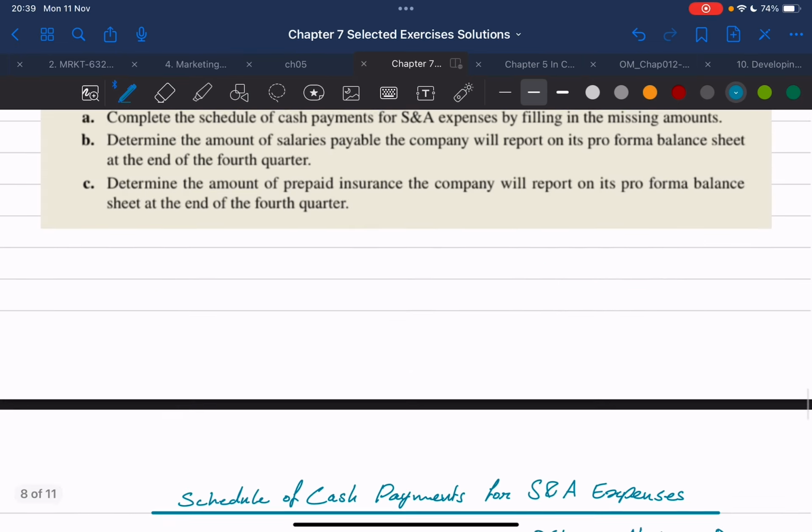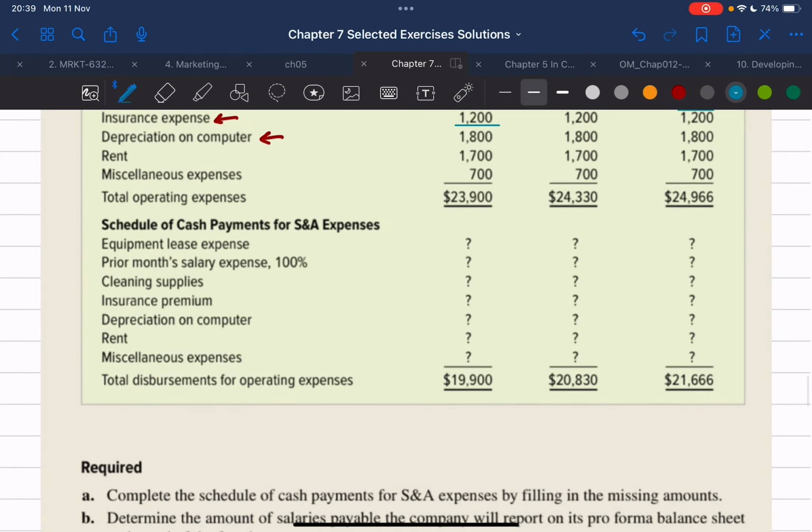All right, now let's move on to the next expense, which is the rent expense. As you can see, it's 1,700 for each month, so we'll copy it as it is.